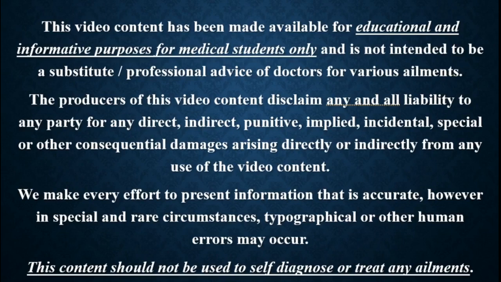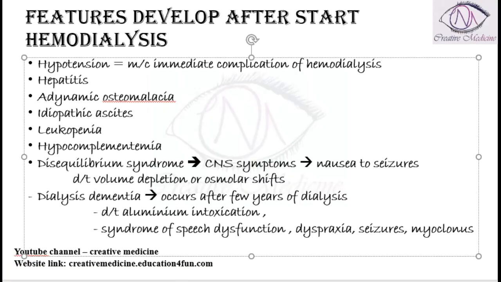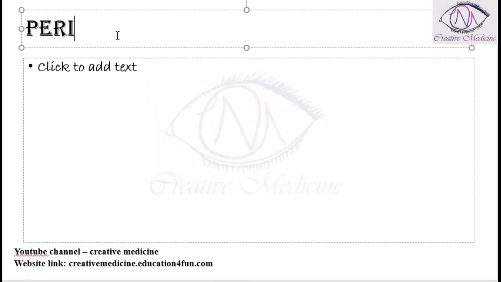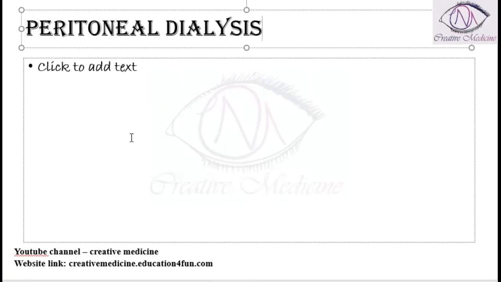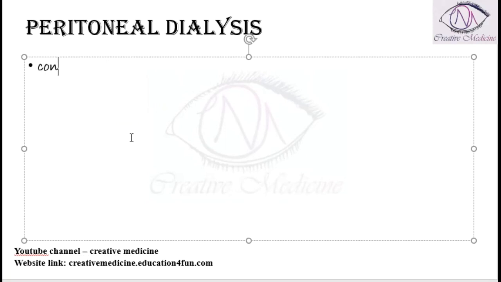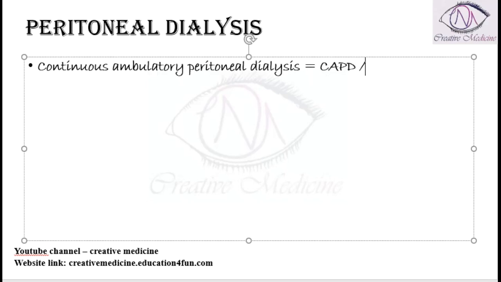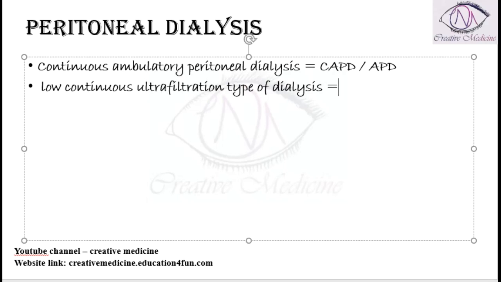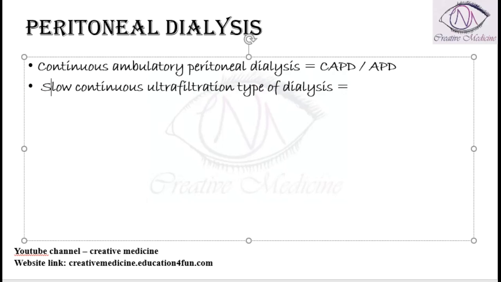In this lecture, we will learn about peritoneal dialysis. Peritoneal dialysis is mainly of two types. One, we have continuous ambulatory peritoneal dialysis, which is called CAPD, or APD. Then we have slow continuous ultrafiltration type of dialysis, which is SCUF. So these are the two types of peritoneal dialysis.